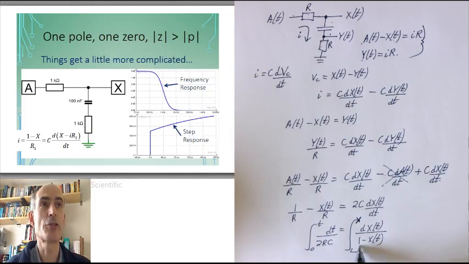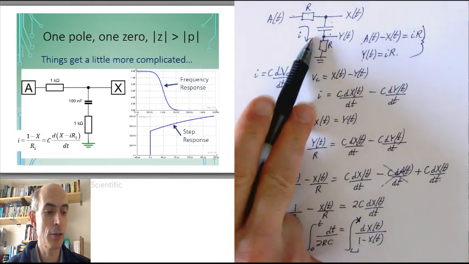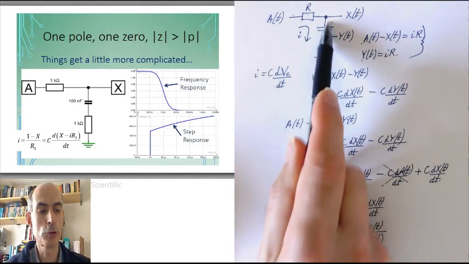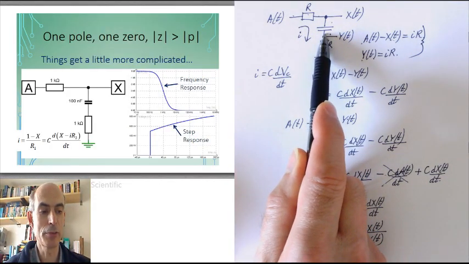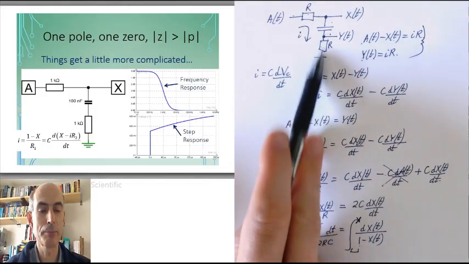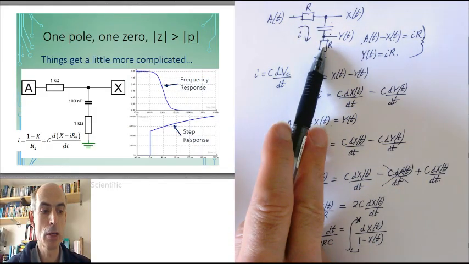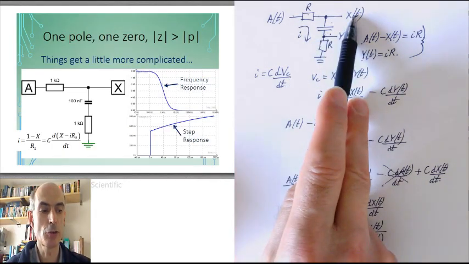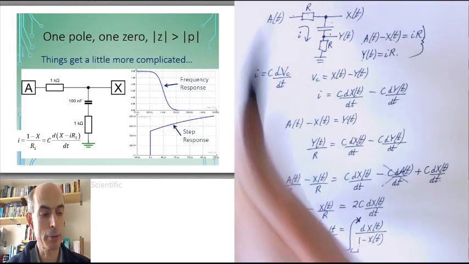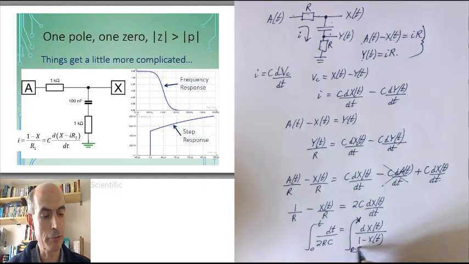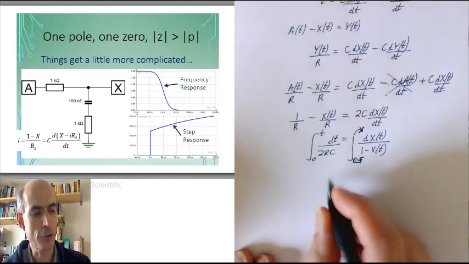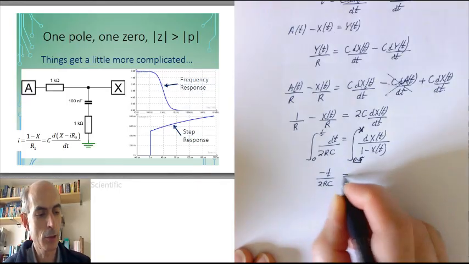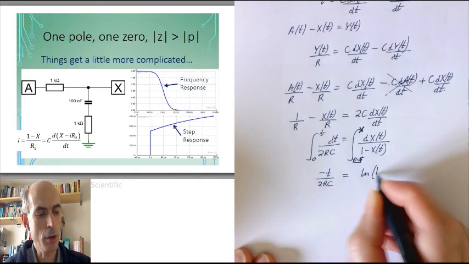Now we can derive the initial value by looking back at the circuit and saying, just after the step has arrived, there will be no voltage across the capacitor. So effectively, we've just got a potential divider with two equal resistors. We'll have the same current flowing through both of them. That means x of t is going to be a half, halfway up. That is 0.5.